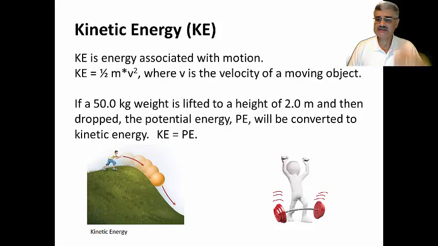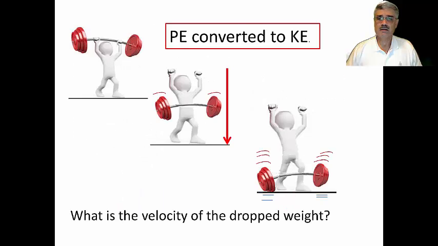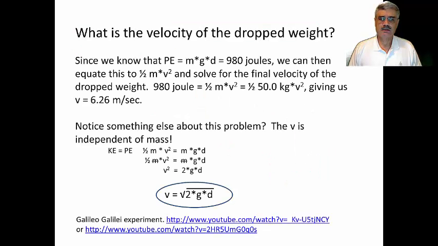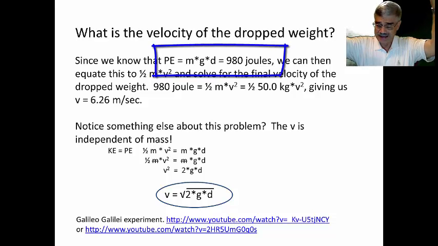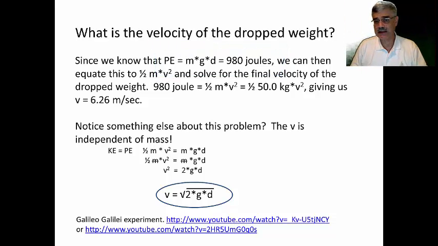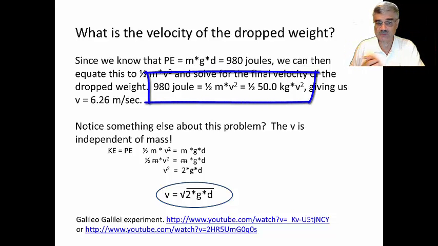Okay, that makes sense. Potential energy can be transferred to kinetic energy. Okay, but what would be the velocity of the dropped weight? Let's see if we can calculate that. Since we know the potential energy when the mass is elevated is equal to the mass times gravitational constant times the displacement distance, and we previously calculated that to be 980 joules, we can then equate that potential energy to kinetic energy. That is, PE is equal to KE, so that 980 joules is equal to 1/2 mv squared.